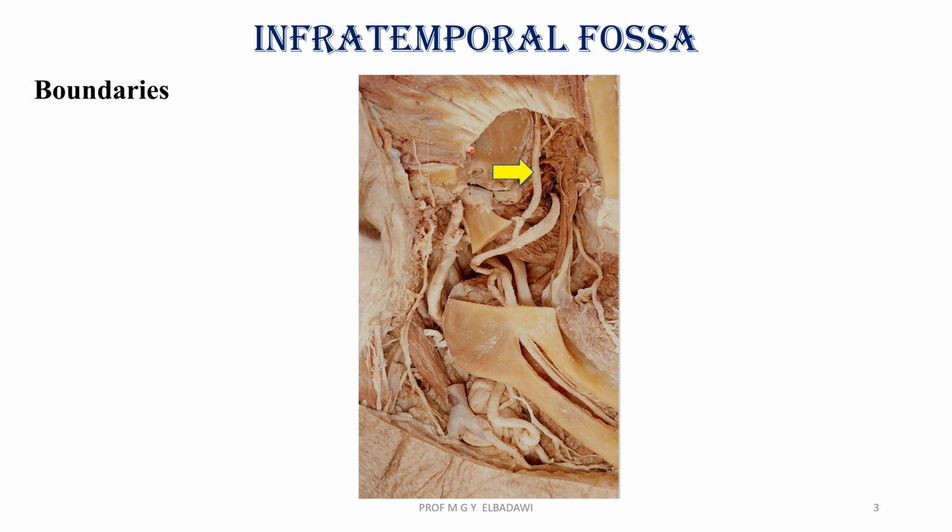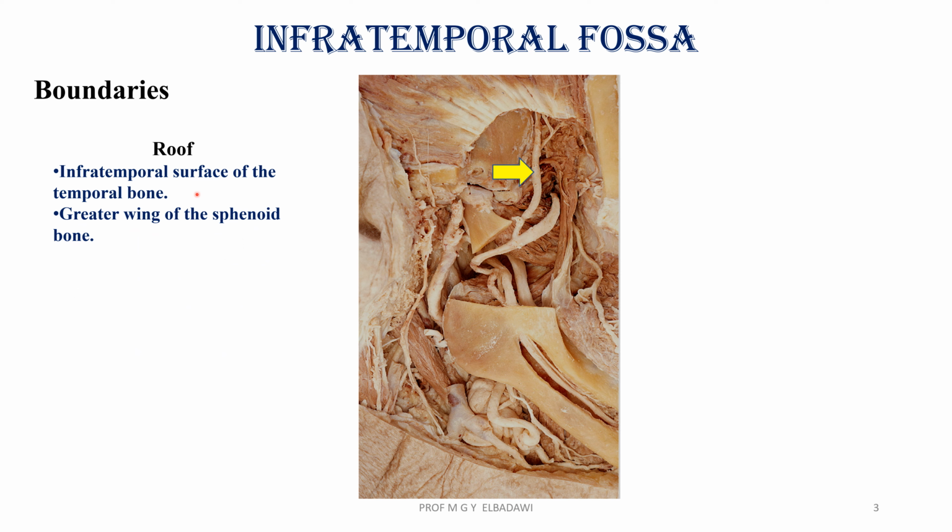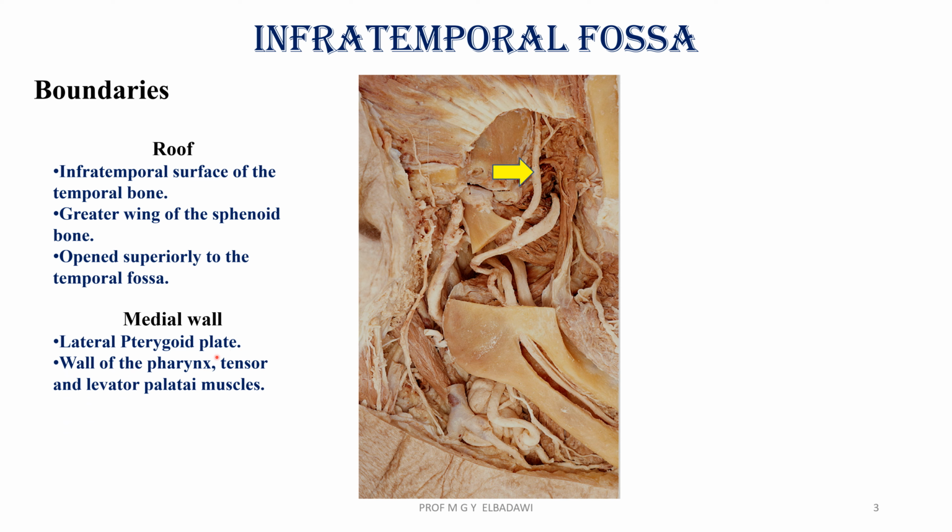That is the temporal fossa here on the lateral side of the head. So the boundaries are: the roof is formed by the infratemporal surface of the temporal bone and the greater wing of the sphenoid. It is open superiorly, as we said, with the temporal fossa. The medial wall is formed by the lateral pterygoid plate, where the wall of the pharynx and the tensor and levator palati will also be on the medial side. The lateral wall is formed by the medial surface of the ramus of the mandible.